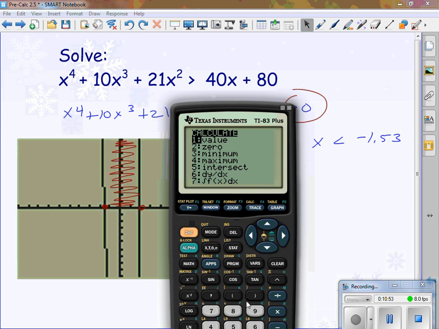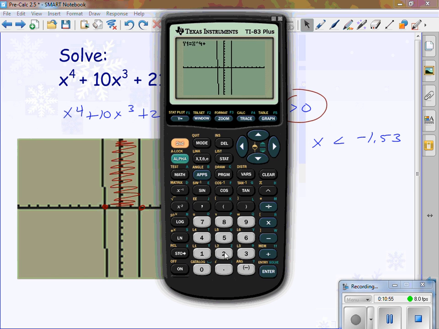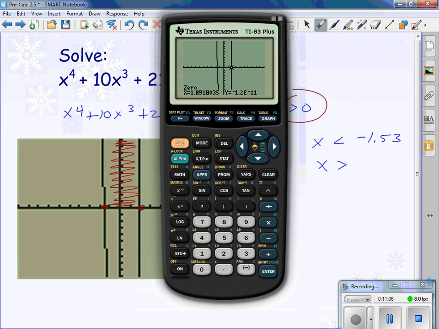Second trace, 0 for the other one. Left bound, I'll use 0. Right bound, I'll use 3. Guess, doesn't matter. X is greater than 1.89.